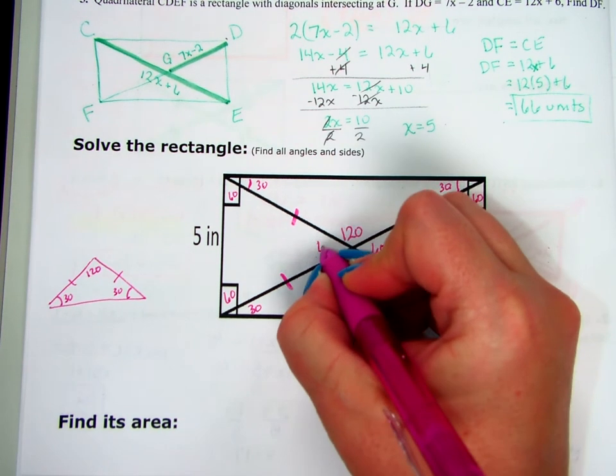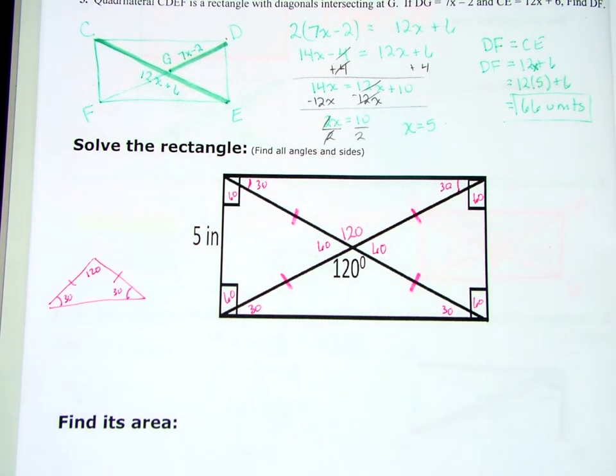And then my vertical angle would be over here. So we found all the angles. We're halfway solved. Now we just need to find all the side lengths.